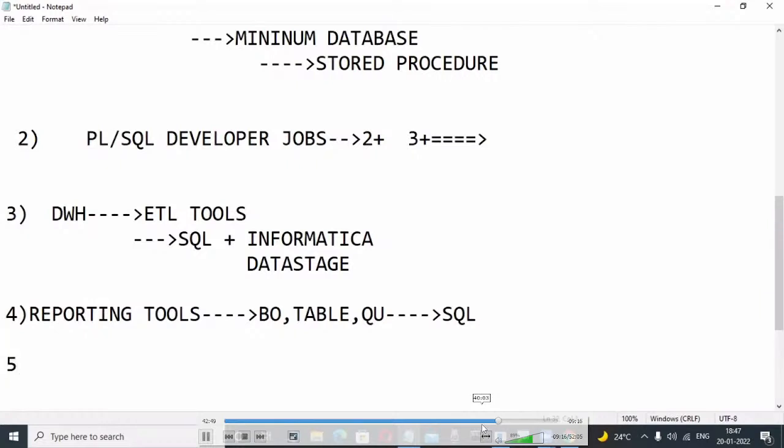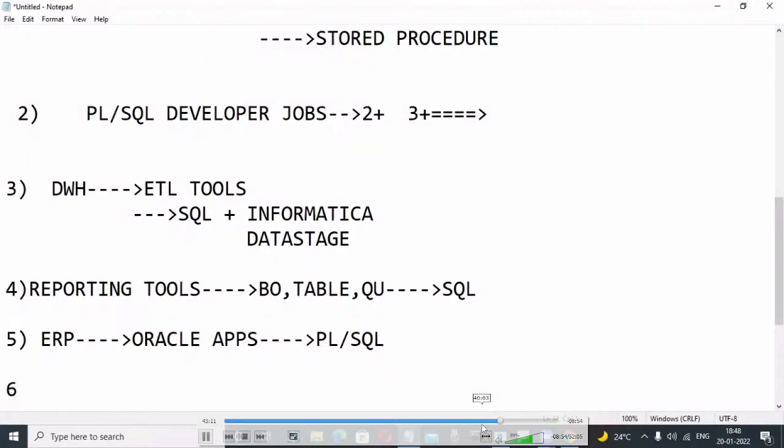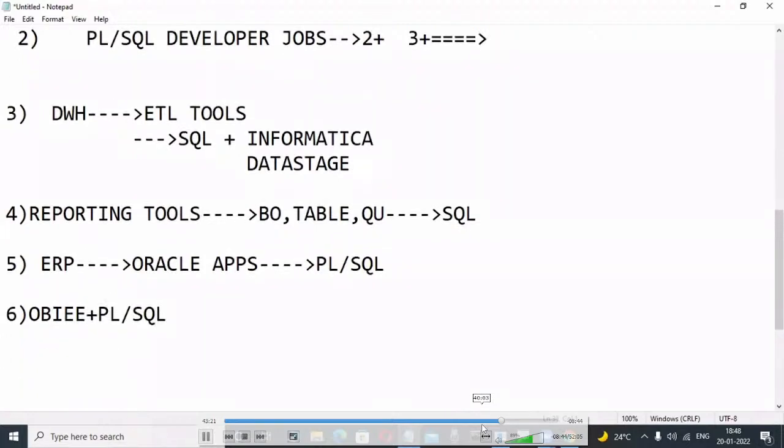Then some programmers are interested in the ERP side. Oracle Apps is an ERP, same like SAP, Oracle Applications 11. These persons need very good knowledge of PLSQL, so they also learn these courses. Again, OBI programmers are there. OBI is a product, and with it PLSQL jobs are there. Those persons also learn these courses.